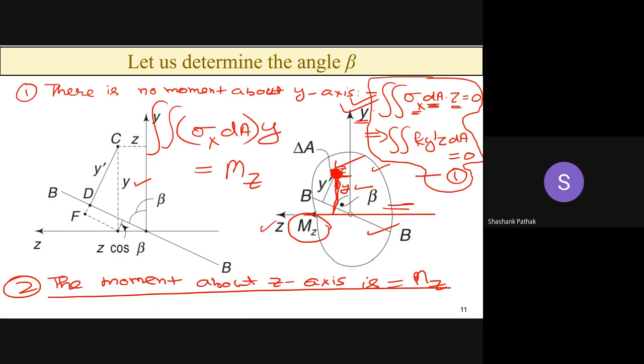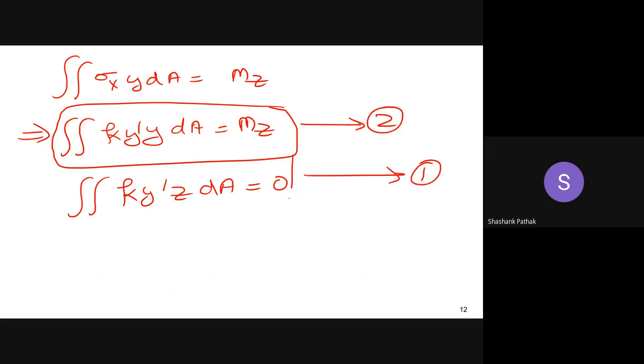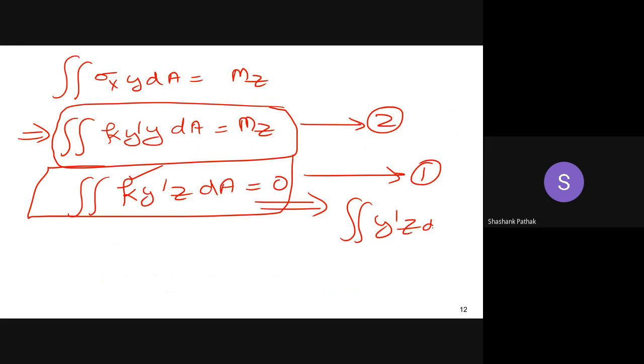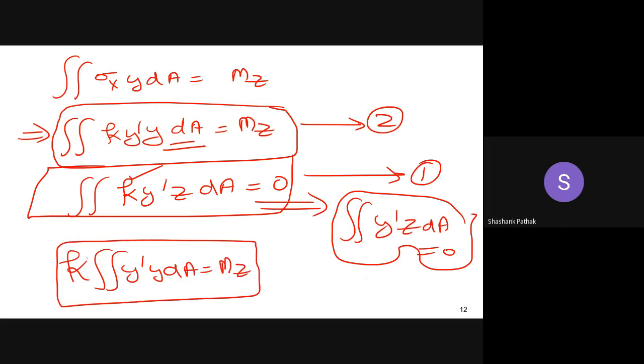The first equation was integral of k y prime z dA equal to 0. This was equation number 1. Equation number 2 is integral of k y prime y dA equal to Mz. From this equation, k is a constant, so you can remove it and write integral y prime z dA equal to 0. And from the other equation, taking k outside, integral y prime y dA equal to Mz.